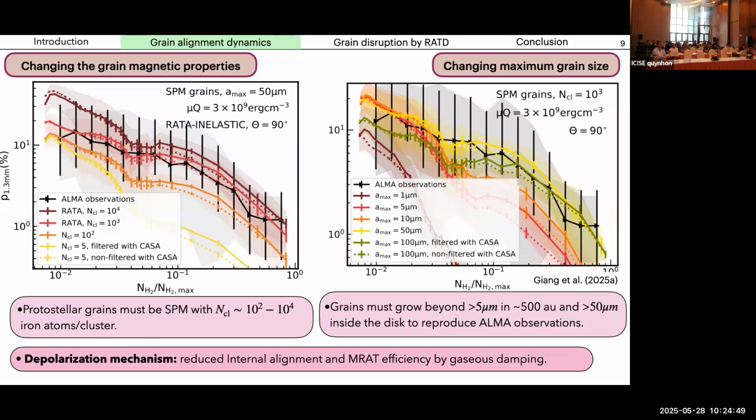So from the observation we can reconstruct the maximum grain size and also the grain properties. And if we want to exactly understand the grain properties inside each object, I think we need to consider it case by case, whereas this is just statistical.